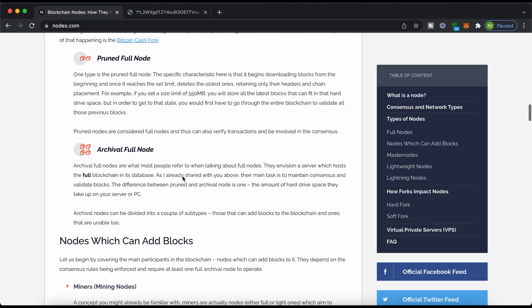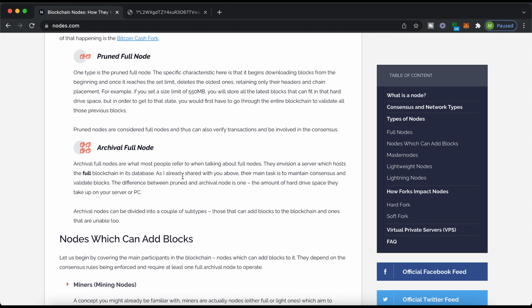So archival nodes, archival full nodes. This is mainly what most people are referring to, just for the fact that they host the full blockchain on their database. Not only that, but their main task is to maintain consensus and validate blocks. The main difference between the two nodes is the amount of hard drive space it would take up on your PC. So obviously the archival nodes would need way more hard drive space since they are holding the full blockchain on their database.